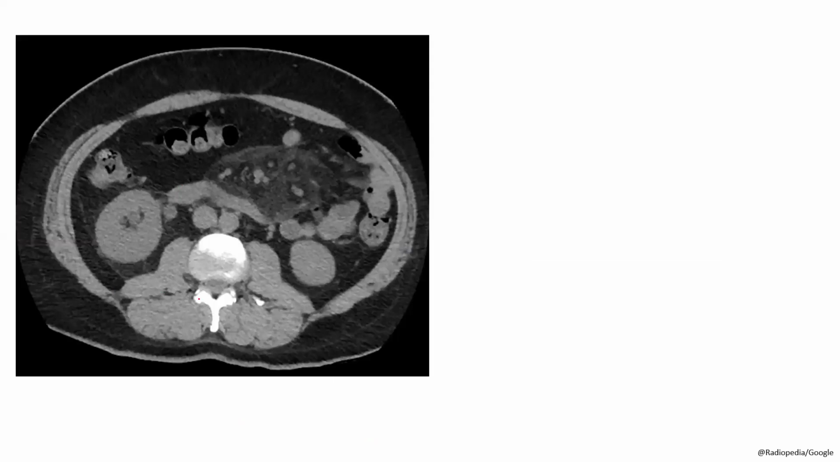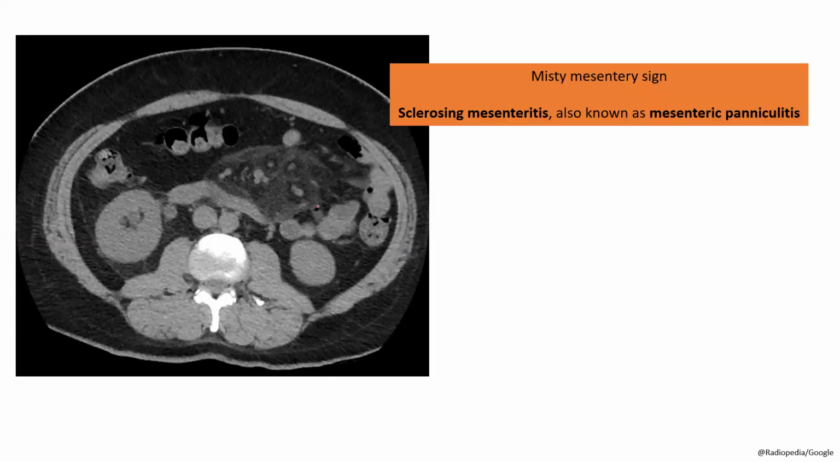What is happening in this CT? You can find abnormal fat stranding in the mesentery. This is the misty mesentery sign, which indicates sclerosing mesenteritis or mesenteric panniculitis.